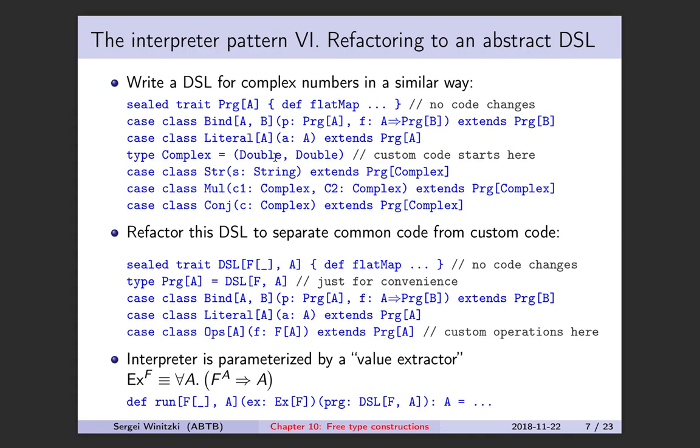So let's refactor this DSL so that the common code is separated and the custom code is just wrapped in some type constructor called F.